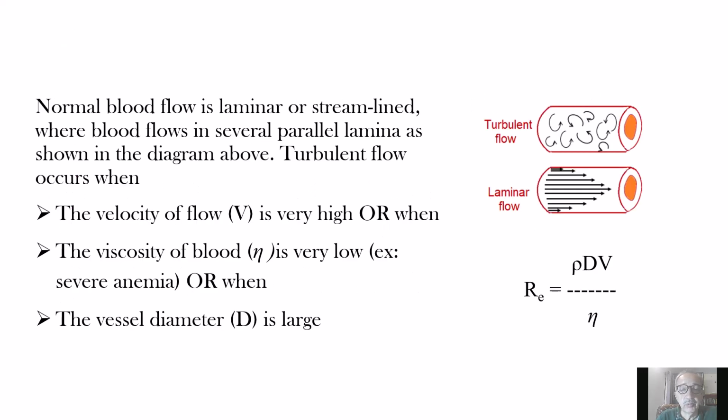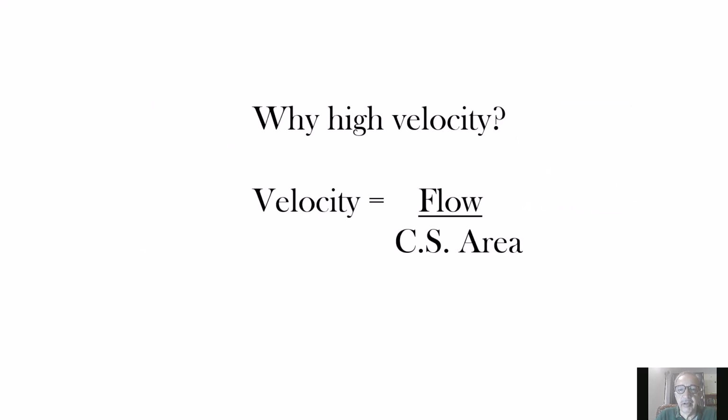The normal blood flow is laminar or streamlined. As you can see in this diagram, the turbulent flow occurs when the velocity is very high or when the viscosity is very low or when the vessel diameter is large. So the viscosity, velocity, diameter and the density affect what is known as the Reynolds number, which is the probability for turbulence. In this case, the turbulence is due to high velocity of the blood through a narrowed or stenosed valve.